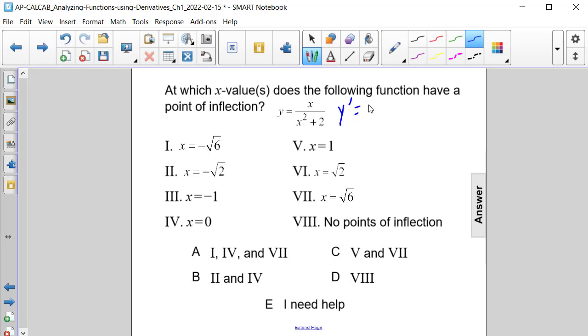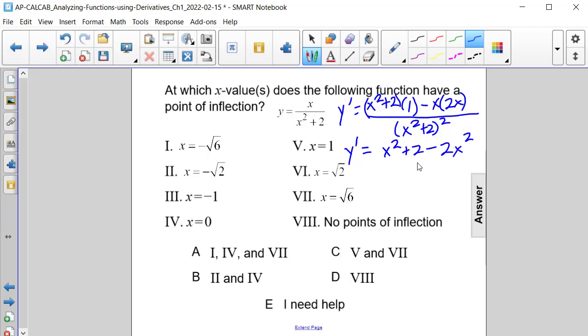So y prime is going to be equal to the bottom, x squared plus 2, times the derivative of the top, which is 1, minus the top x times the derivative of the bottom, which is 2x, over the bottom squared. All right, so y prime is going to then simplify to x squared plus 2 minus 2x squared, all over x squared plus 2, quantity squared. And again, we can continue to simplify it to be negative x squared plus 2 divided by x squared plus 2, quantity squared.